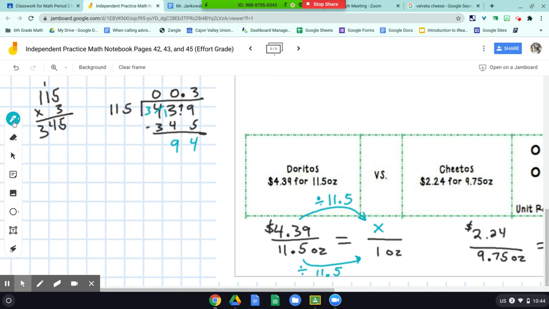All right, so I'm going to add another 0 here and drop that down. How many times does 115 go into 940? I don't know off the top of my head. Does any of you know? Let's try 7. 115 times 7. 7 times 5 is 35. Carry the 3. 7 times 1 is 7, plus 3 is 10. Carry the 1. 7 times 1 is 7, plus 1 is 8. I don't think that's enough. Let's try 115 times 8.